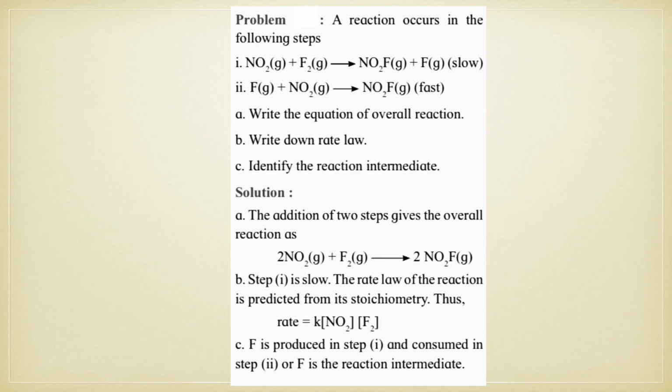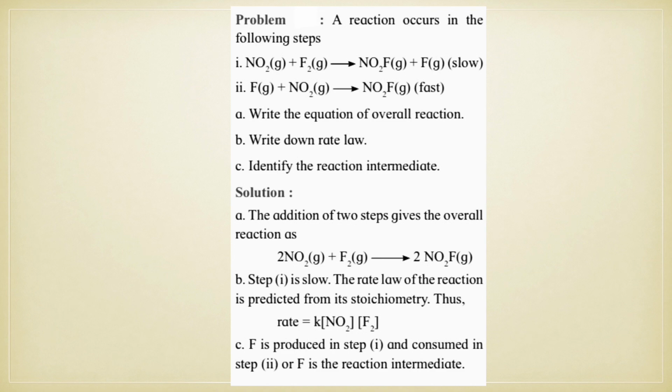First one, write the equation of the overall reaction. Whenever the overall reaction is asked, we just have to add both the reactions which are given. So if I add the first and the second reaction, F from both sides will get cancelled. So the overall reaction will be 2NO2 plus F2 gives 2NO2F.